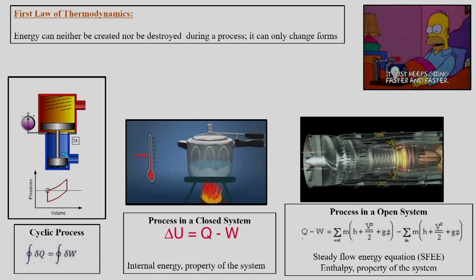We know in thermodynamics we follow a sign convention that heat addition to the system is positive, heat release from the system, or the system's heat rejection, is taken as negative, work done by the system is taken as positive, and work done on the system is taken as negative.